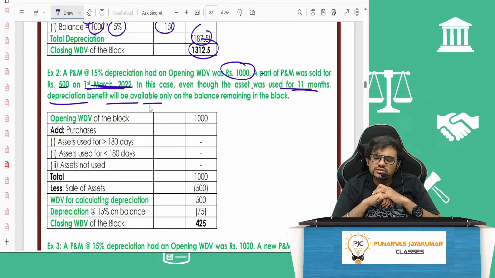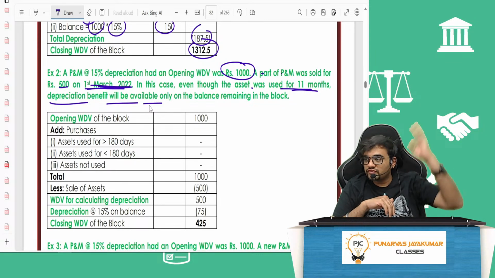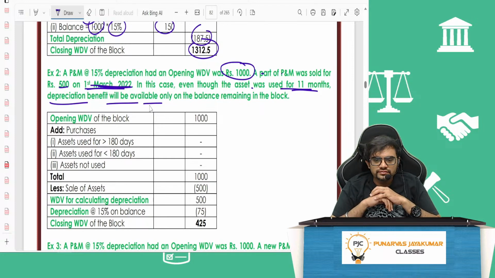So depreciation goes both ways. If a new asset is added, even if it's used for like 5 days in that entire year, half rate. On the other hand, 10 days before March 31st, you have already sold one asset which is used for the full year, no depreciation.